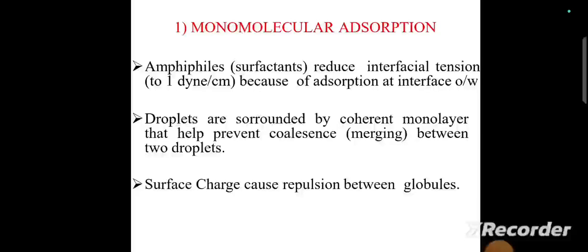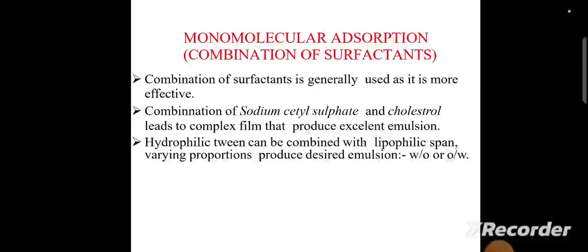Monomolecular adsorption. The surfactant reduces interfacial tension because of adsorption at the oil in water interface. The droplets are surrounded by a coherent monolayer that helps prevent collisions, meaning merging, between the two droplets. Surface charge causes repulsion between the globules.